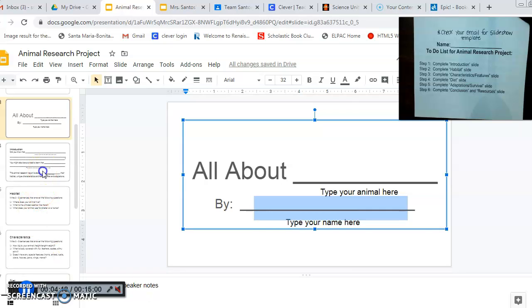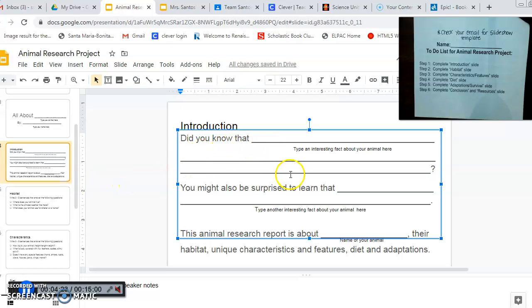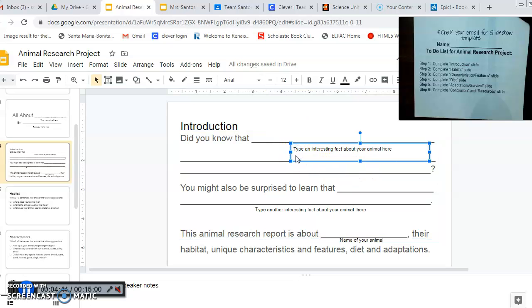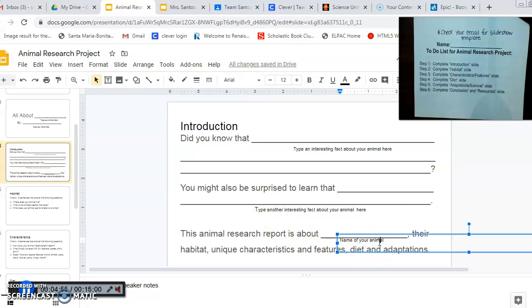Here's another example of filling in the blanks. Your introduction page should have blanks here and blanks here. Remember, you leave the written words that are on here. Did you know that? You might also be surprised to learn that. Okay? And then you fill in the blanks right here. So just delete the lines, boys and girls. And then it's asking you to type in an interesting fact here. So type an interesting fact that you get from your research. Down here it tells you to find another interesting fact. So 2 interesting facts. And then down here, the name of your animal.